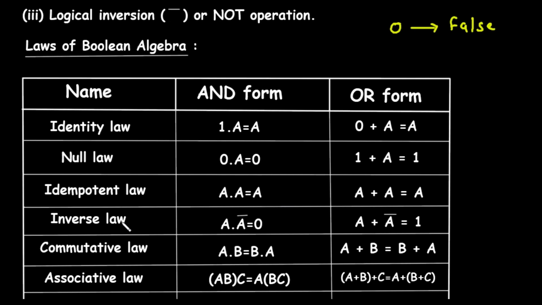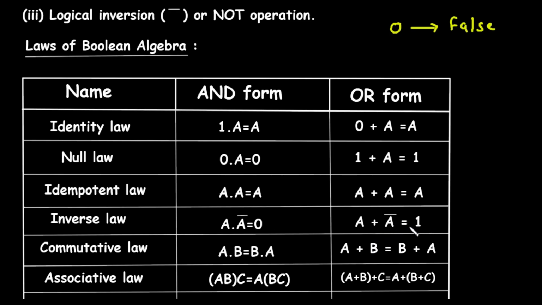Then next is inverse law. It is also called complement law. This law deals with combining a variable with its opposite, its inverse or complement. Here we can see this is A and this is the complement or inverse of A. So it will be equal to 0 in case of AND form. And in case of OR form, it will be A plus A bar is equal to 1.